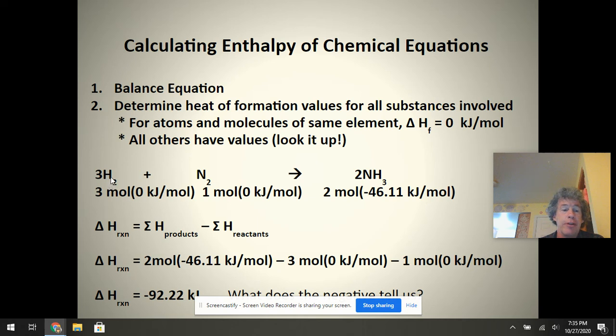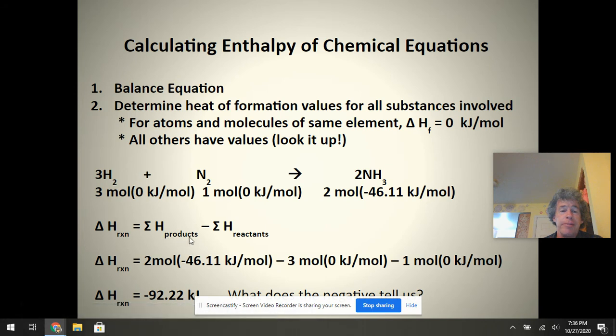So for example, if we had a reaction, and this one I think is already balanced here, H2 plus N2 goes to NH3. When we balance it, we get 3H2 plus N2 reacts to yield 2 moles of NH3. Then, looking up the values, again, H2 is 0 because it's bonded to itself. N2 is 0 kilojoules per mole. And then NH3, when you look the value up, it's negative 46.11 kilojoules per mole.